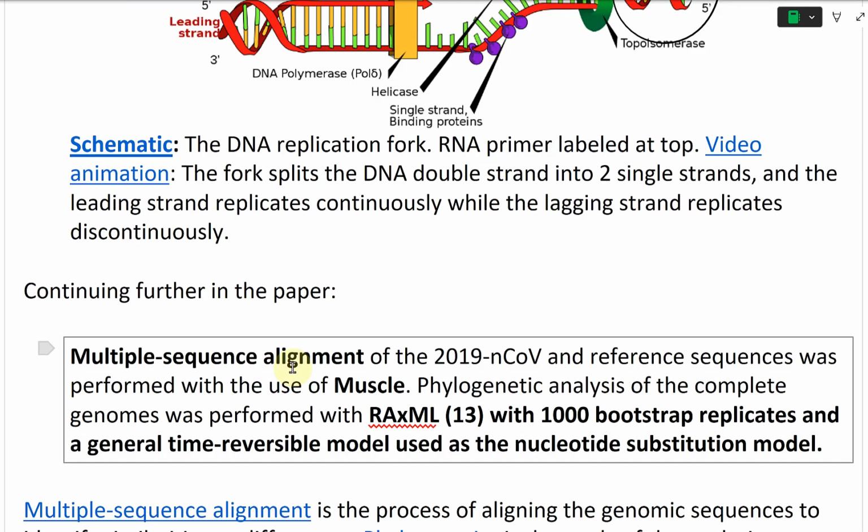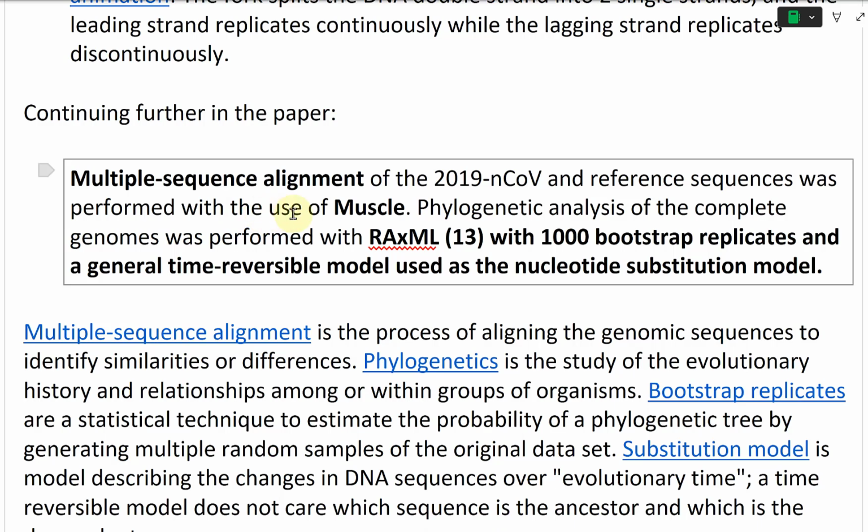All right, let's continue further. Continuing further in the paper, multiple sequence alignment for the 2019-nCoV and reference sequences was performed with the use of MUSCLE. Phylogenetic analysis of the complete genomes was performed with RAxML version 8, with 1,000 bootstrap replicates and a general time reversible model used as the nucleotide substitution model. All right, let's make sense of all this.